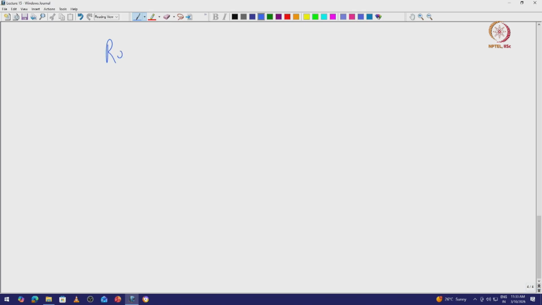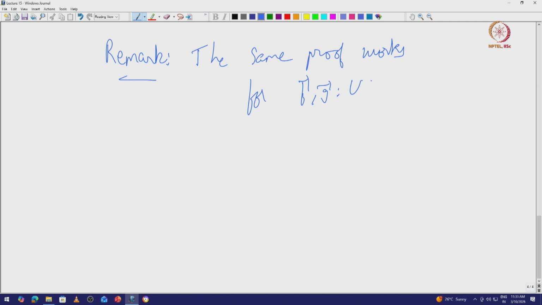Remark. So the same proof works for vector valued functions. Okay, we'll just look at each component and apply this. You don't even need to use the same proof. You can just apply the same theorem to each of the components.